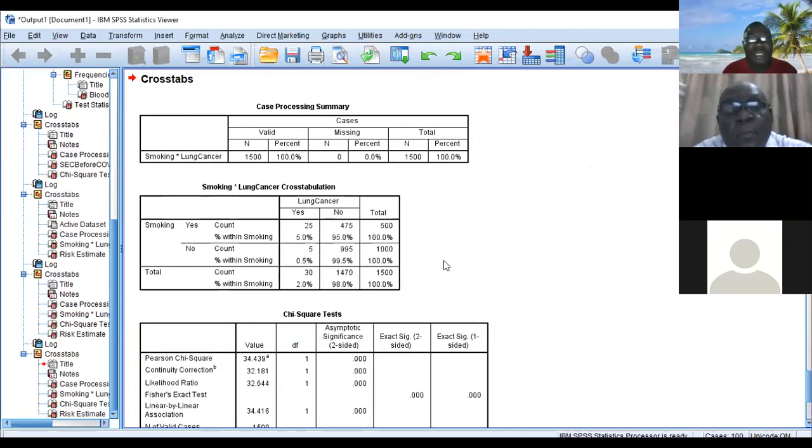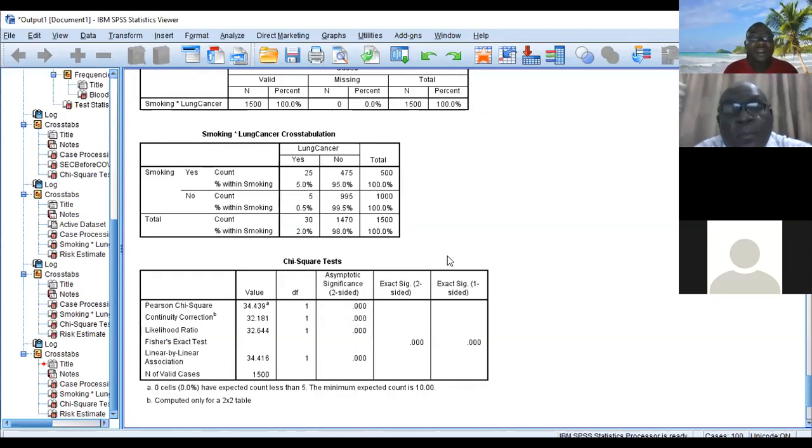Now, what I want us to see here is, it is obvious, can you see, 5% of people that smoke develop lung cancer, as opposed to 0.5% of people that are not smoking. That's why it's 10 times. If you divide 5% by 0.5%, it's 10 times. So you can say that 5% of the people that are smoking develop lung cancer, and only 0.5% of the people that are not smoking develop lung cancer. So it just gives you the association.